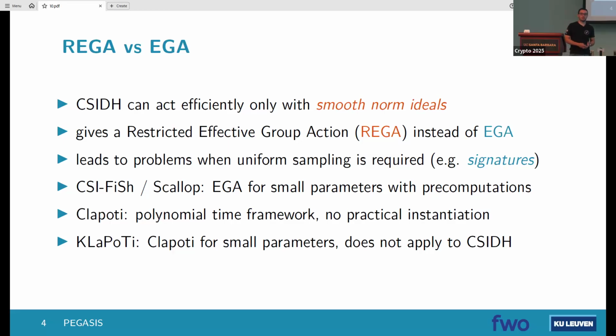The first big step in this direction was made by the scheme CSI-FiSh, followed by all the SCALLOP constructions, where CSIDH is turned into an effective group action thanks to pre-computations. However, these pre-computations are too heavy and they do not scale. So this is viable only for small parameters. The following step is the recent work, Clapoti, where we get a polynomial time framework. However, this is mostly a theoretical construction. It has no practical instantiation, and we will see in a minute why. The first instantiation of this was the scheme Clapotis. However, this also suffered from some efficiency issues.